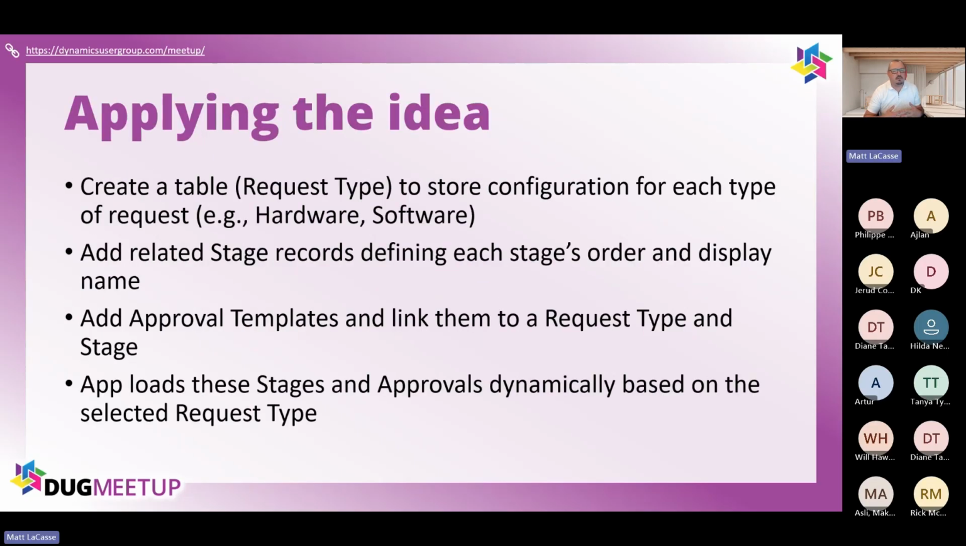So what does this look like in our request app? We've seen the old configuration. How can we make that a bit better? So the first thing to do would be to create a type table, request type, to store the configuration for each type of our requests. As children of that table, we're going to add records to manage the stages. So we can decouple that from a static component. We're going to add approval templates and link them to a request type, our request type stage. And then instead of having hard-coded logic as the application is evaluating these, we're going to change it so that it is looking to this configuration instead of having our hard-coded.